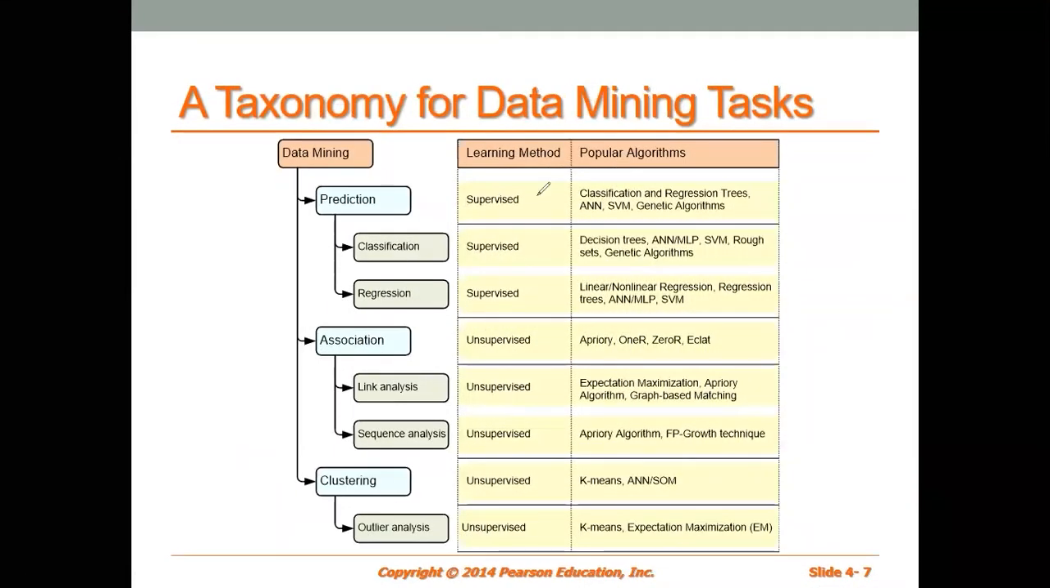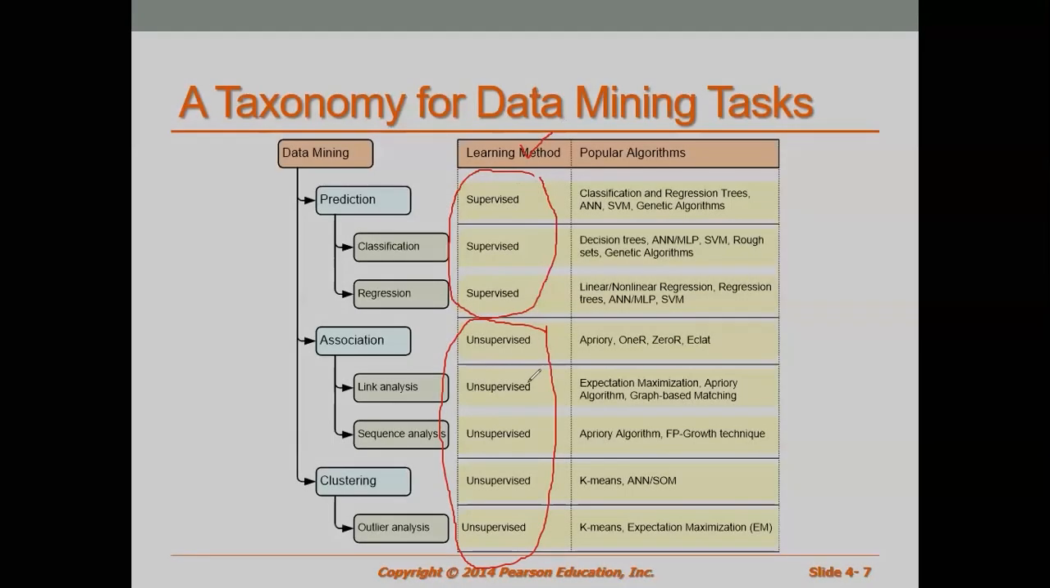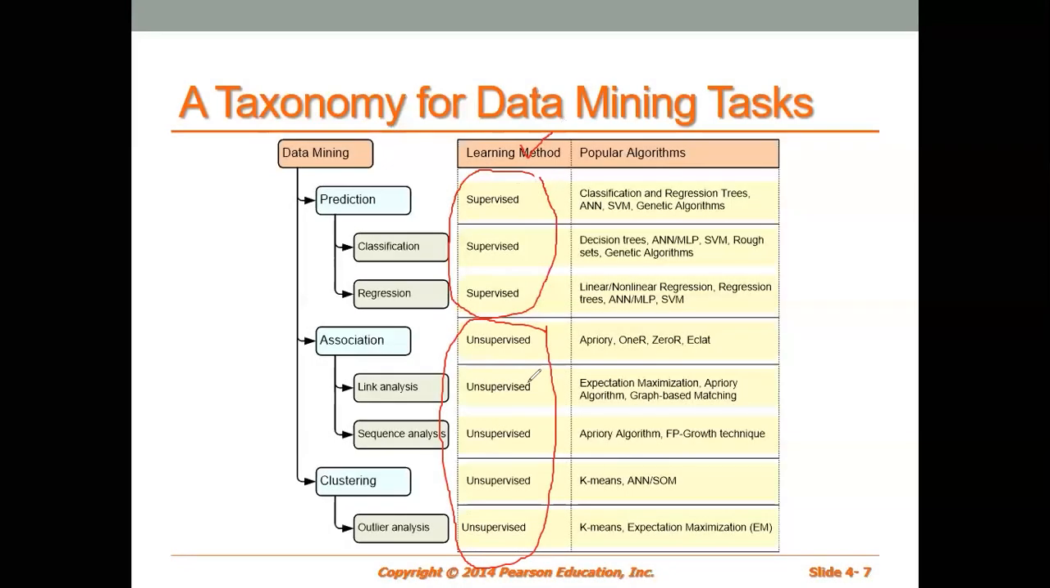If you see over here, there are two kinds of learning method. One is called supervised learning method, another is called unsupervised. Two main categories. So for the supervised learning method, we have a tree kind of structure. See, in which we know the outputs, how many outputs we will be having.